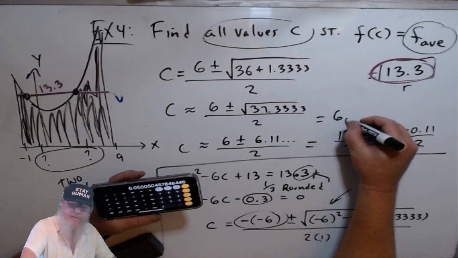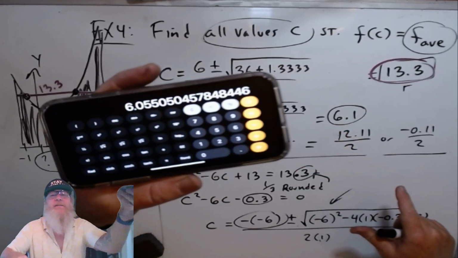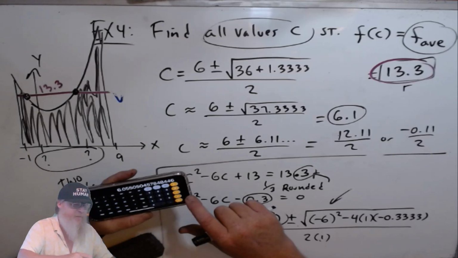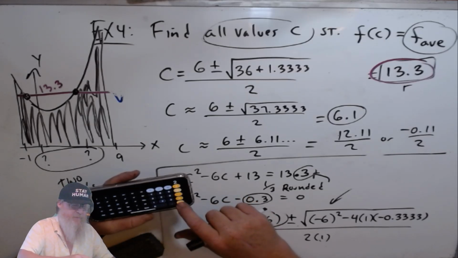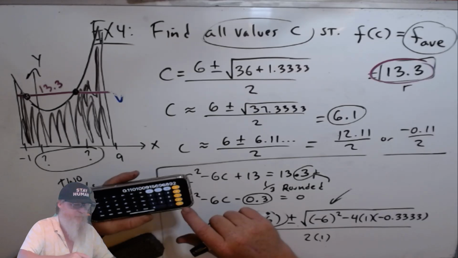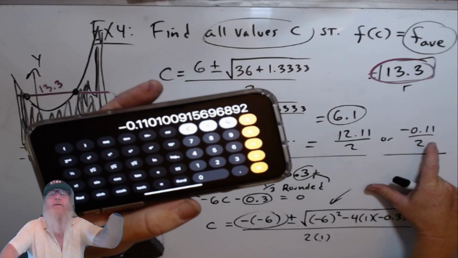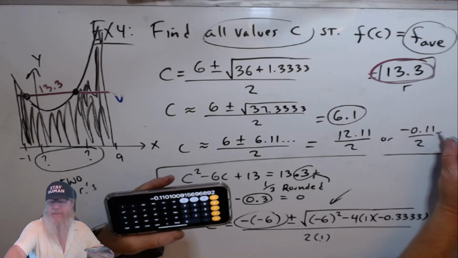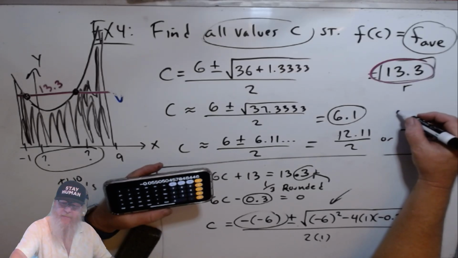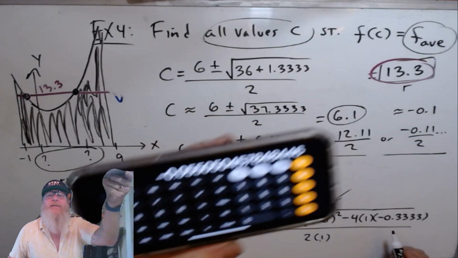So this one's going to be 6.1. I'm rounding again. It's 6.055, so I'm rounding. And then this one is negative 0.11011. It doesn't matter, I'm rounding. Divided by 2, negative 0.1. That's as close as I could get.